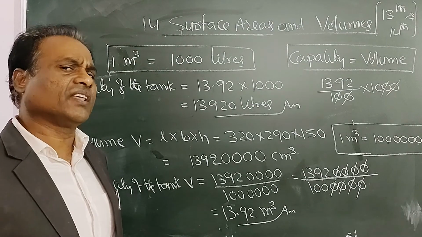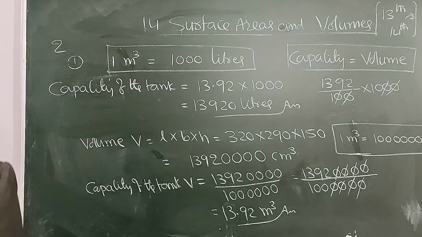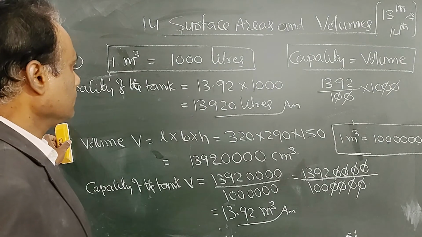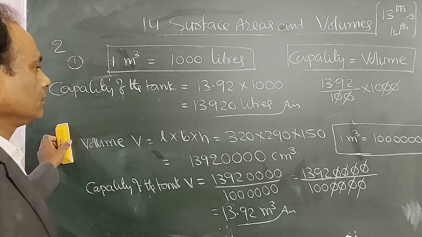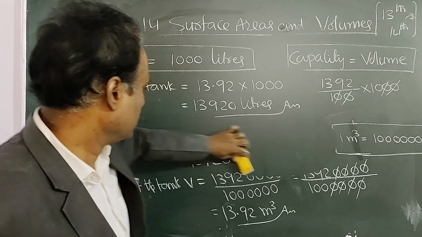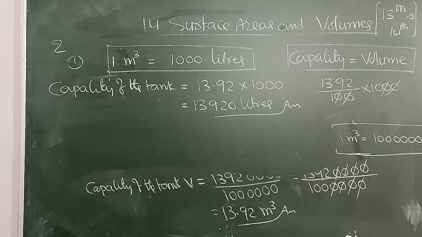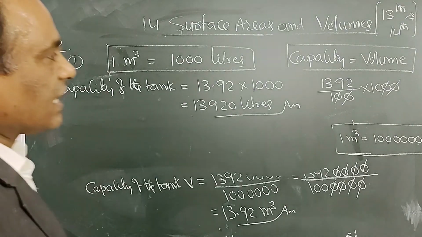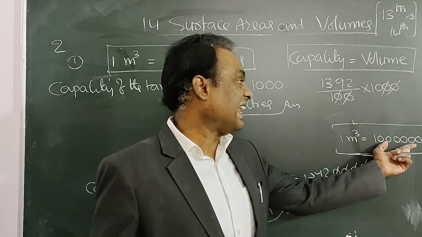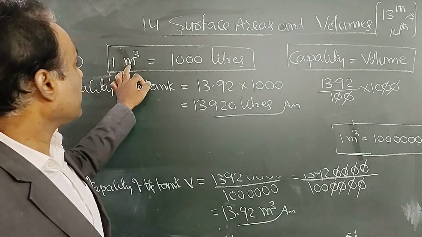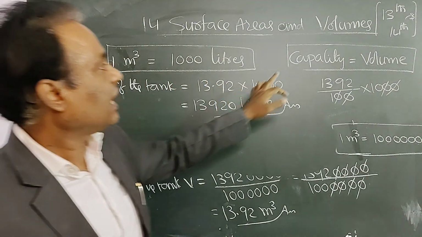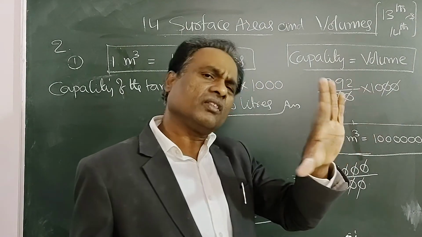Like this, you try the remaining bits. Otherwise, tomorrow in the next class I will teach. So remember, 1 meter cube is 10 lakh centimeter cube. 1 meter cube is 1000 liters. And capacity and volume both are similar words.